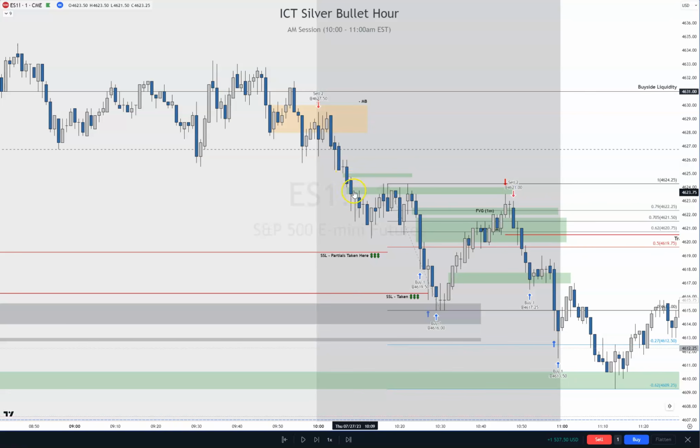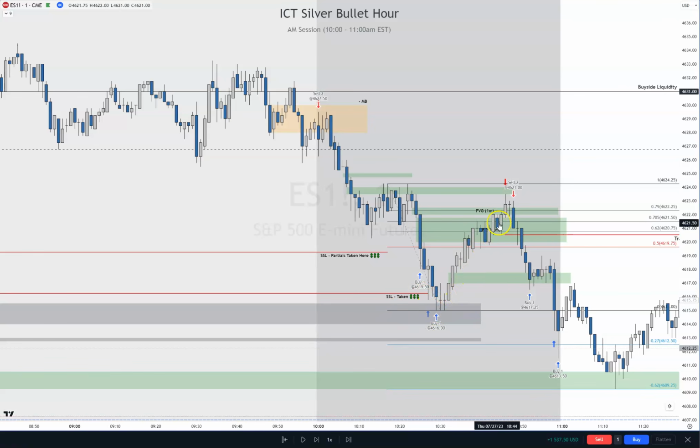We came down and we took a partial here. We'll have to close below this. Granted, this was a bigger trade, much more than 5 handles, and we took it down to this lower sell side liquidity, and then the 5-minute fair value gap. That's where we got out.